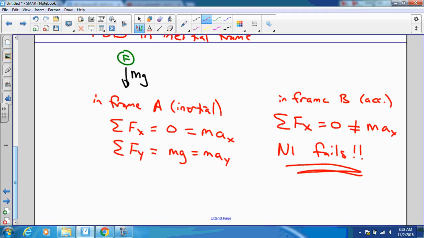So what are we going to do about this situation? Well, we can do one of two things. The easy thing to do, but not very productive from a problem-solving standpoint, is to simply say that in accelerating reference frames, Newton's first law is not going to hold, and we throw up our hands and say, can't do anything. Or, what we can do is try to remedy the situation by doing some clever bookkeeping.